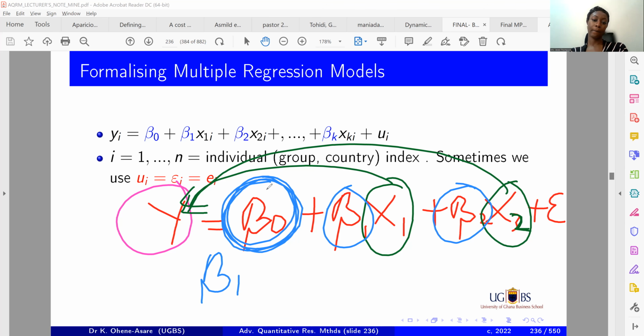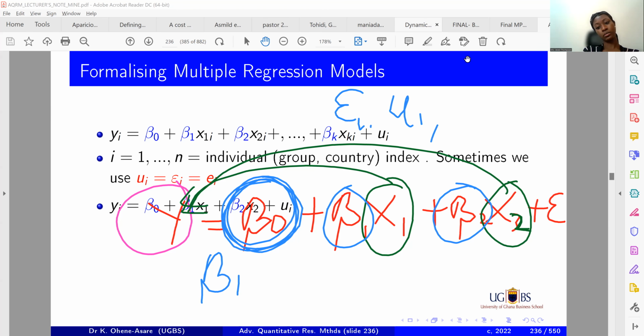Now, that leaves us with the last item on the modeling. And that last item is the error term, the last one. Now, the error term has different ways of being written. I have used epsilon here. Sometimes you can have epsilon i, sometimes you can have u i, sometimes you can have e i. I just want you to know that it's the same thing.